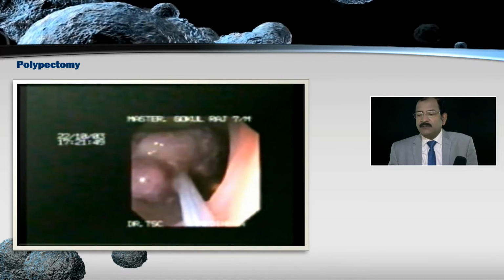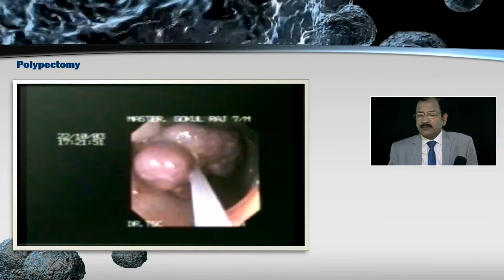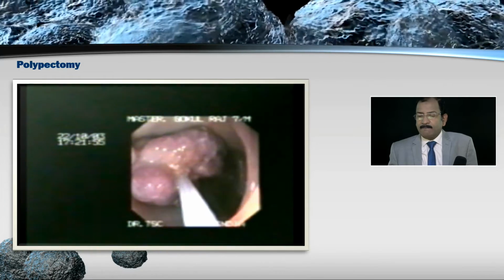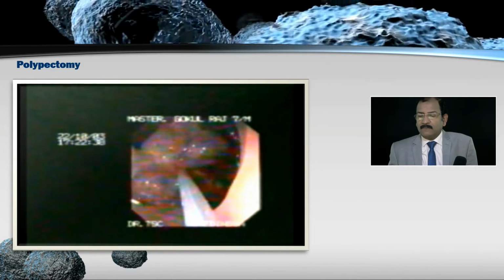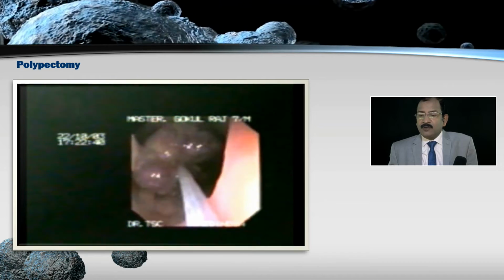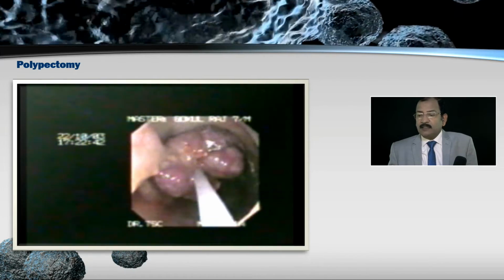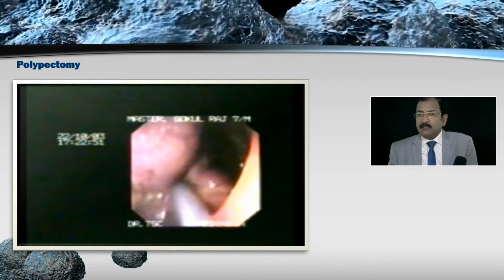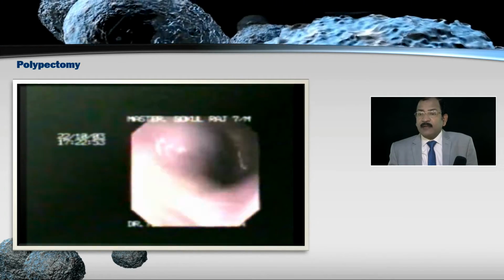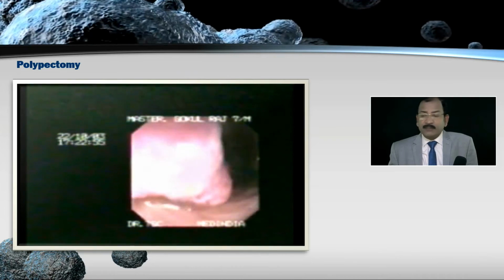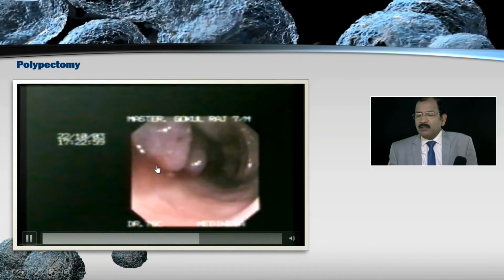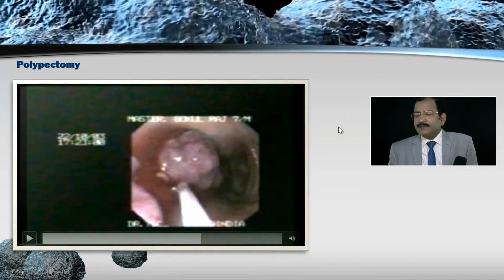And now it is out. You should be slow so that you give time for the current to work. Rapid snaring may bleed, and bleeding is the worst thing in endoscopy. And just drop it, leave it in the colon, it will come out with the fecal matter.